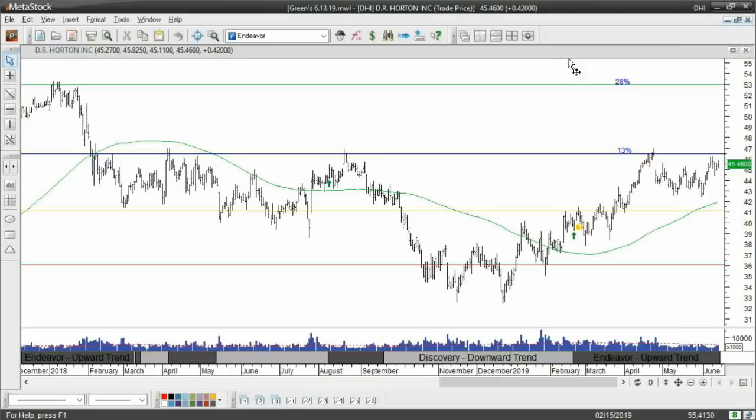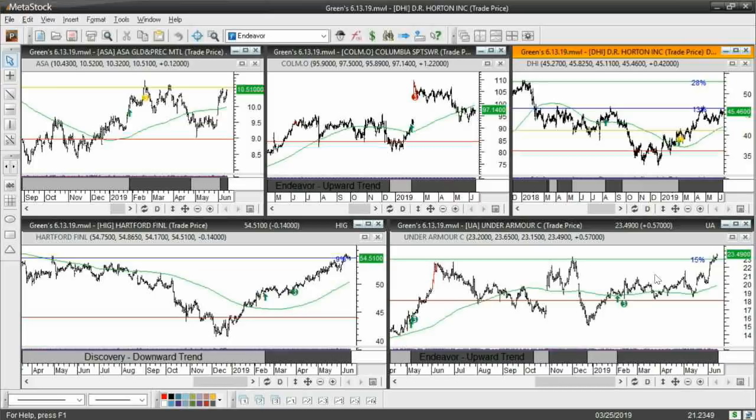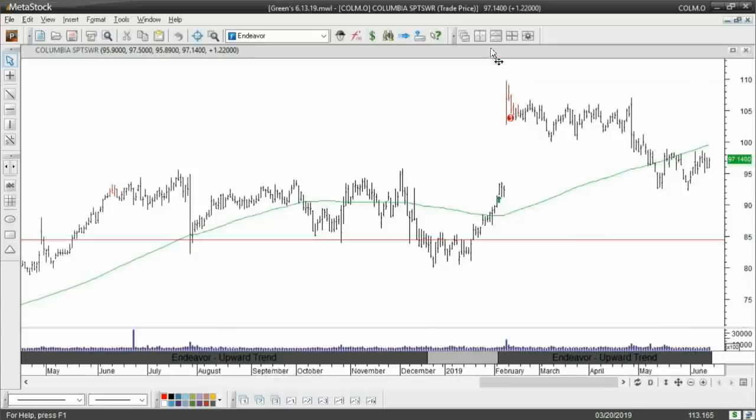All right, so we've gone over our Under Armour example, which was a green strong strength. We've gone over two examples of yellow weak strength. That leaves us with our last confirmation icon, our red 3, which is telling us no strength.